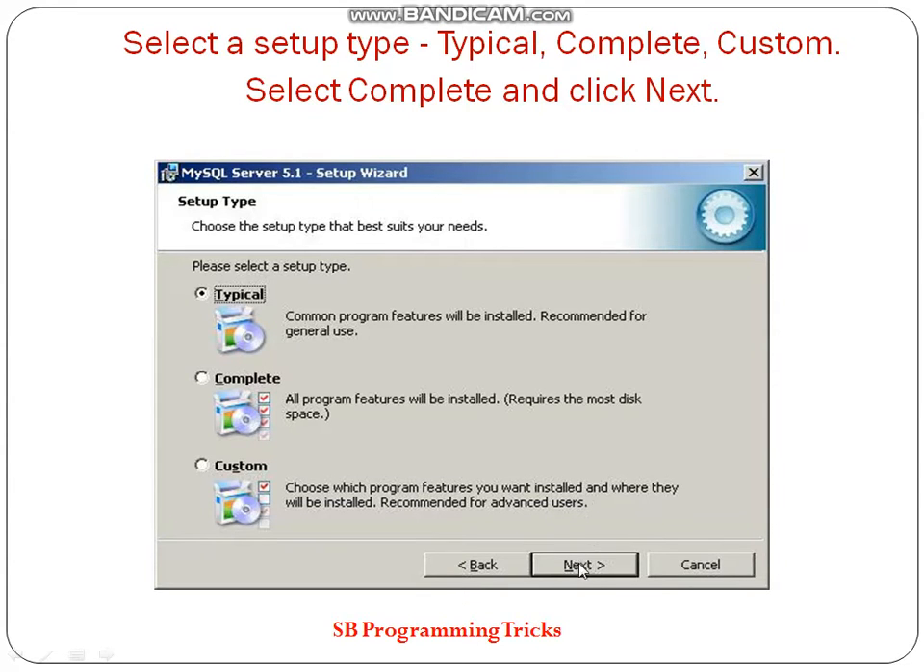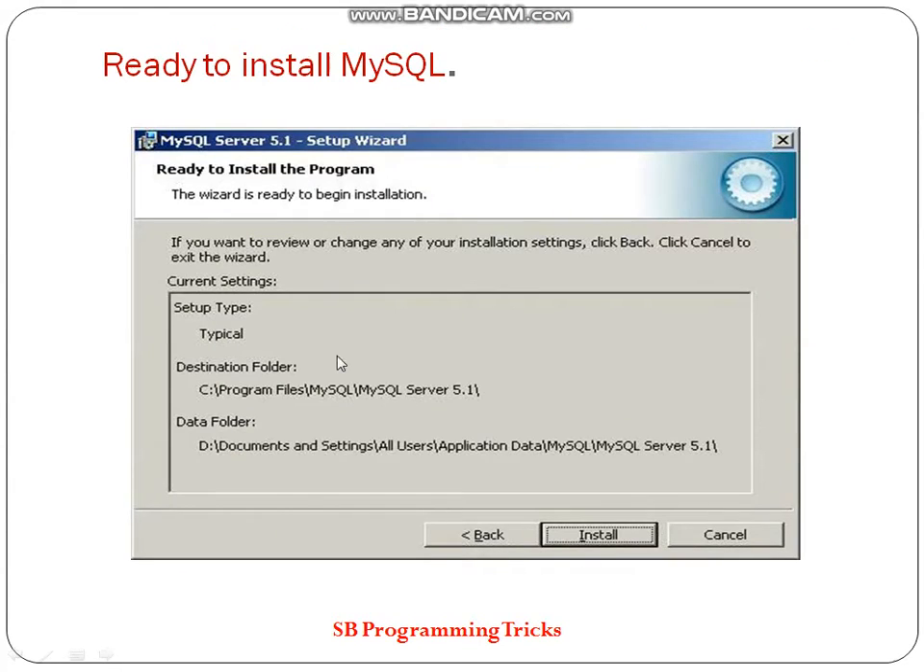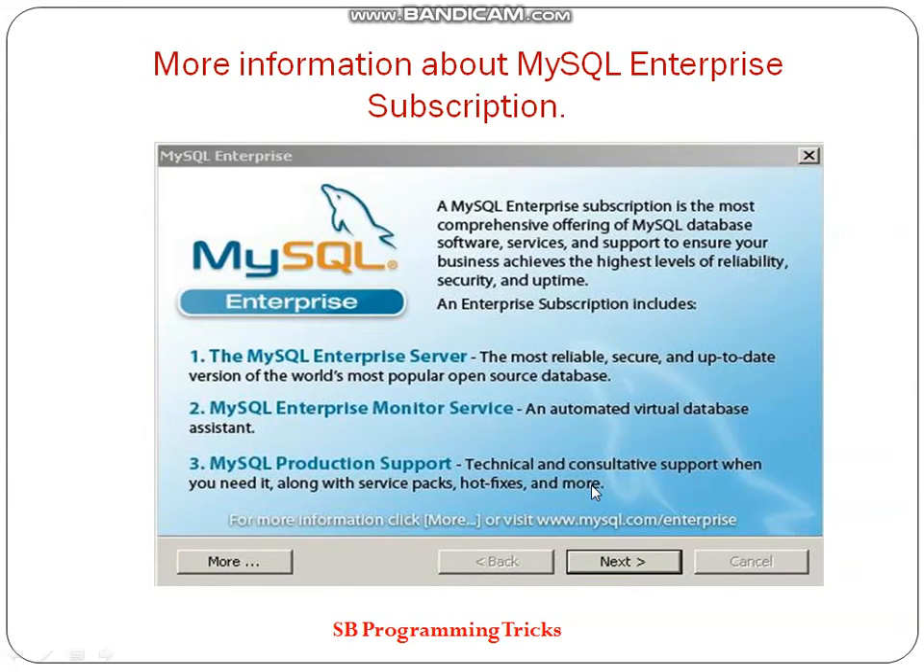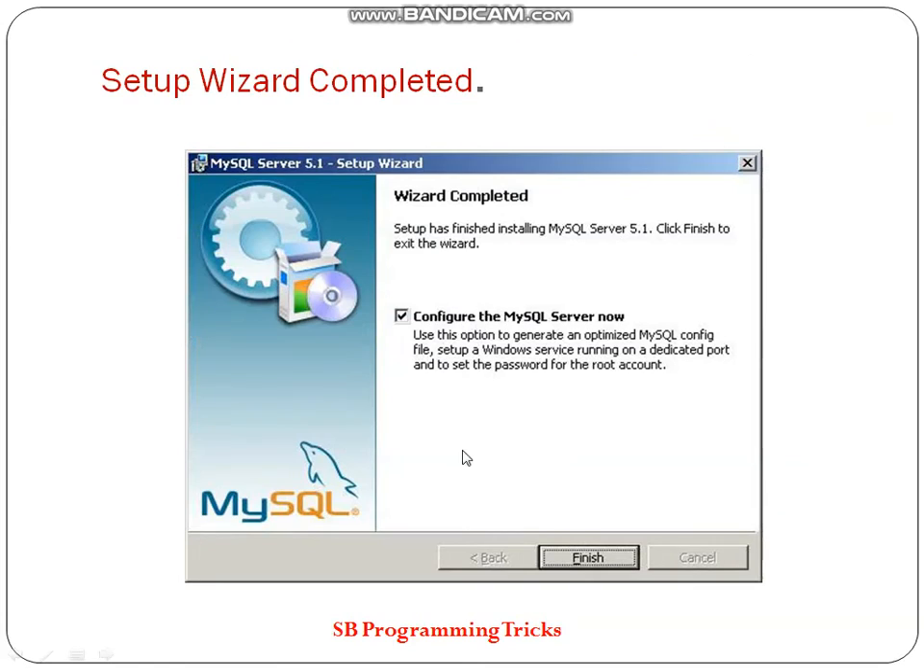Now click on the Next button. Then the window Ready to install MySQL is shown. Again click on the Install button. After clicking Install, a window shows installation in progress. After completion of this process, click on the Next button. Then the window shows more information about the MySQL Enterprise subscription. Again click on the Next button, and the window shows the setup wizard is completed.